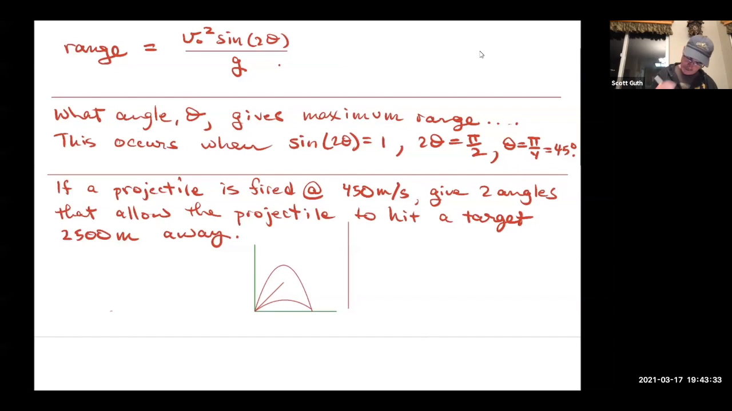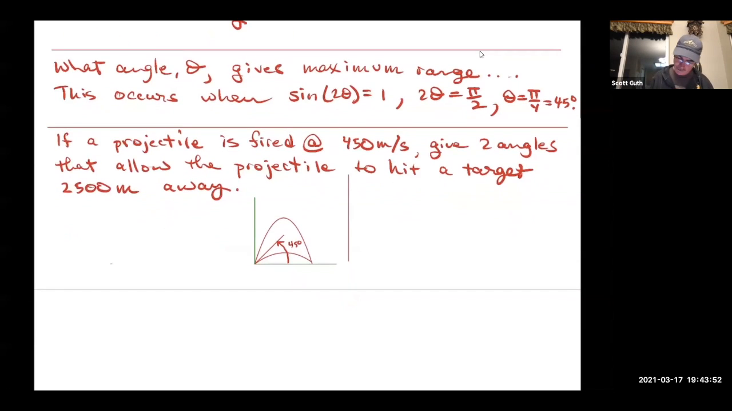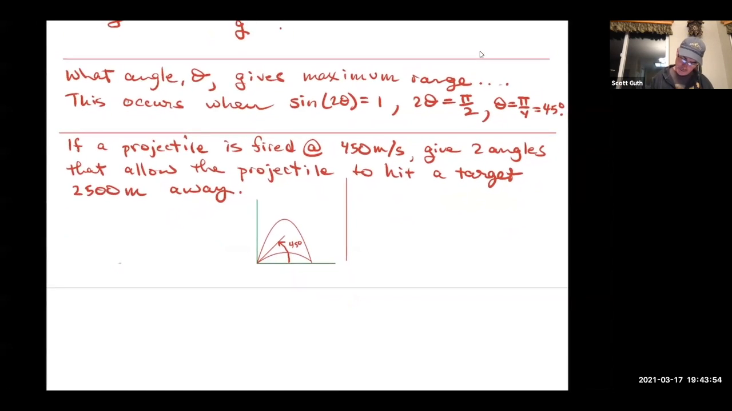So we're trying to find this angle, theta. Not that angle. It's two different angles. The one that I was drawing is the 45-degree angle, but that's not what we're looking for. We're looking for the other two angles. So all you got to do is solve this trig equation.